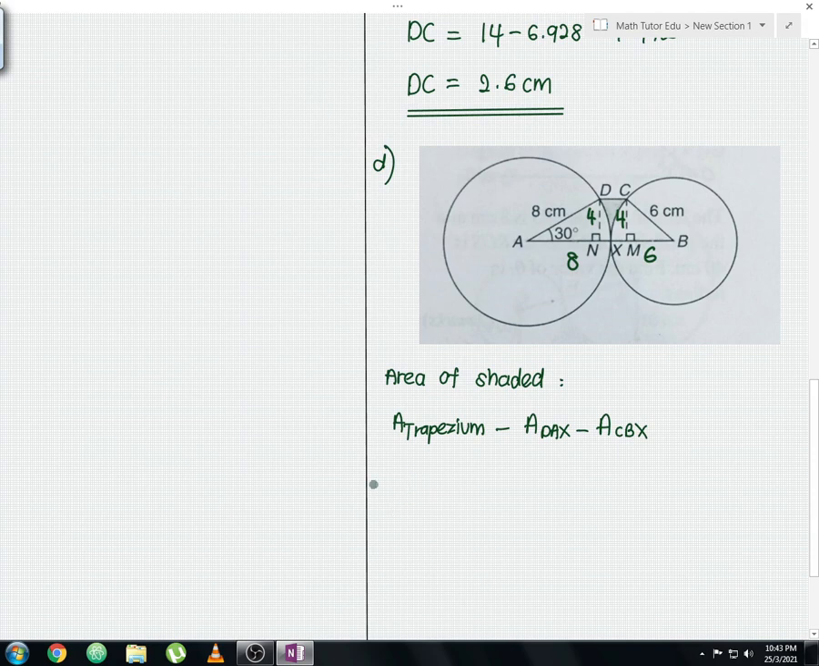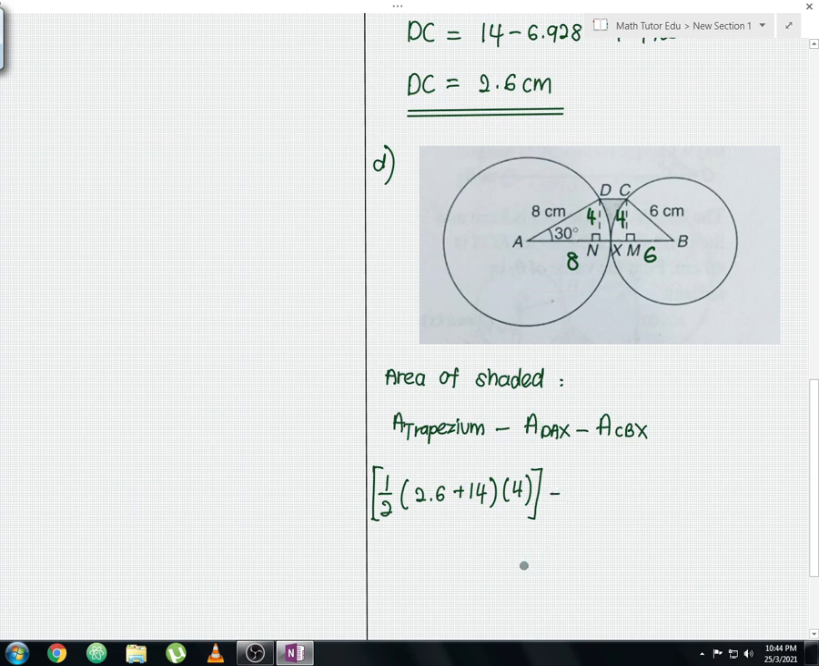From here, for the area of trapezium, we can use this formula: half times the summation of the lengths of the parallel sides. DC we calculated already in question part C, which is 2.6, plus the length of AB, which is 14, close bracket, and then times the height of the trapezium, which in this case is 4 centimeter. So this is your area of trapezium. Let me square bracket this, so at least you can differentiate the working.